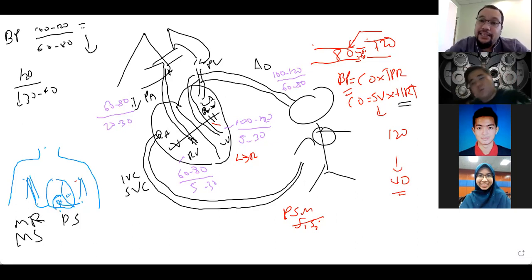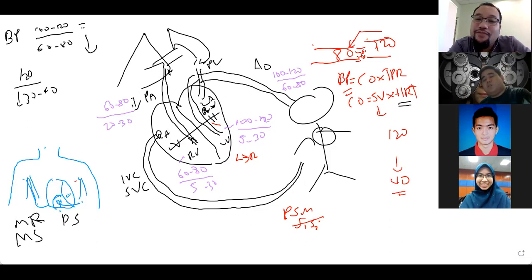Dia boleh jadi PS, boleh jadi heart failure tak? Can PS go into heart failure? Tengok balik. Yes. Tengok balik. Oligemic lungs, right ventricular hypertrophy. Heart failure, yes. Apa? Cardiac failure, apa signs dekat x-ray? Hyperemic. Hyperemic lung. Cardiomegaly.